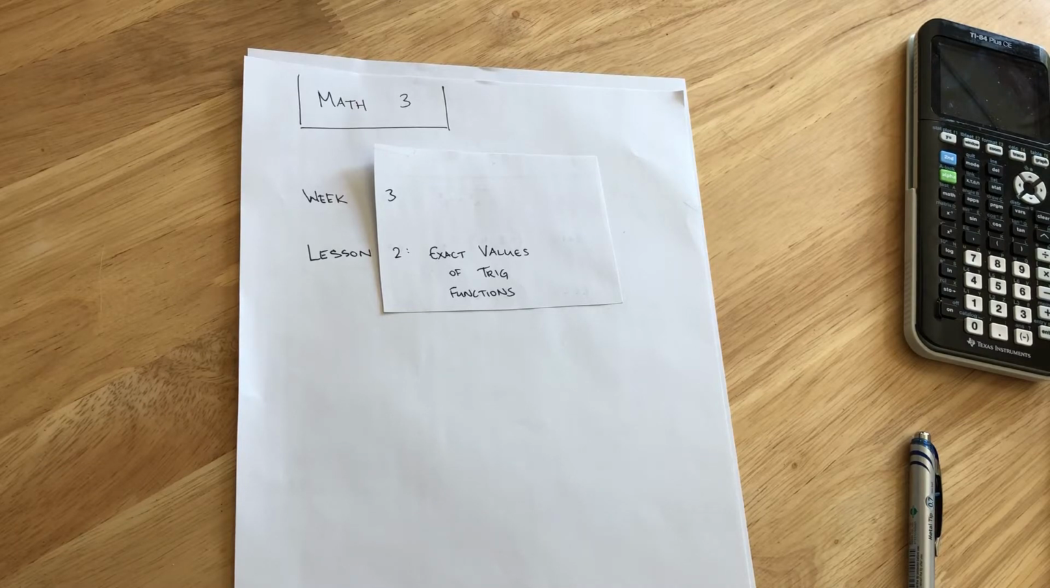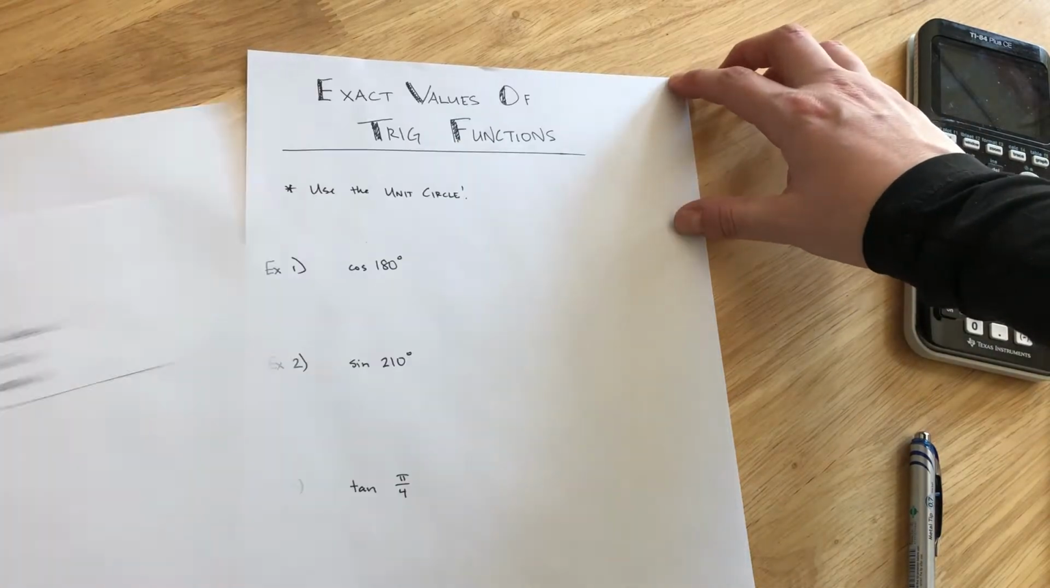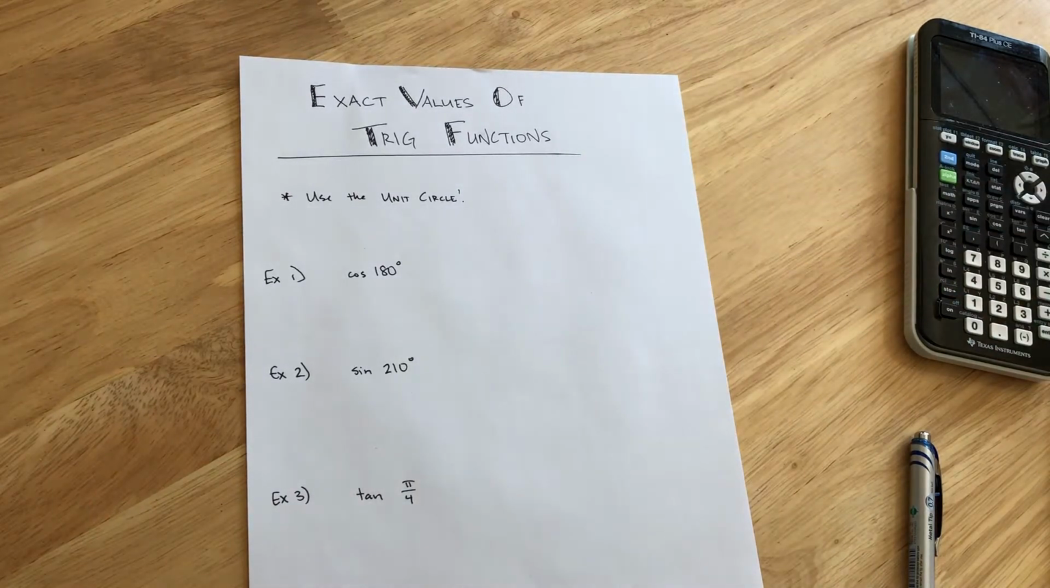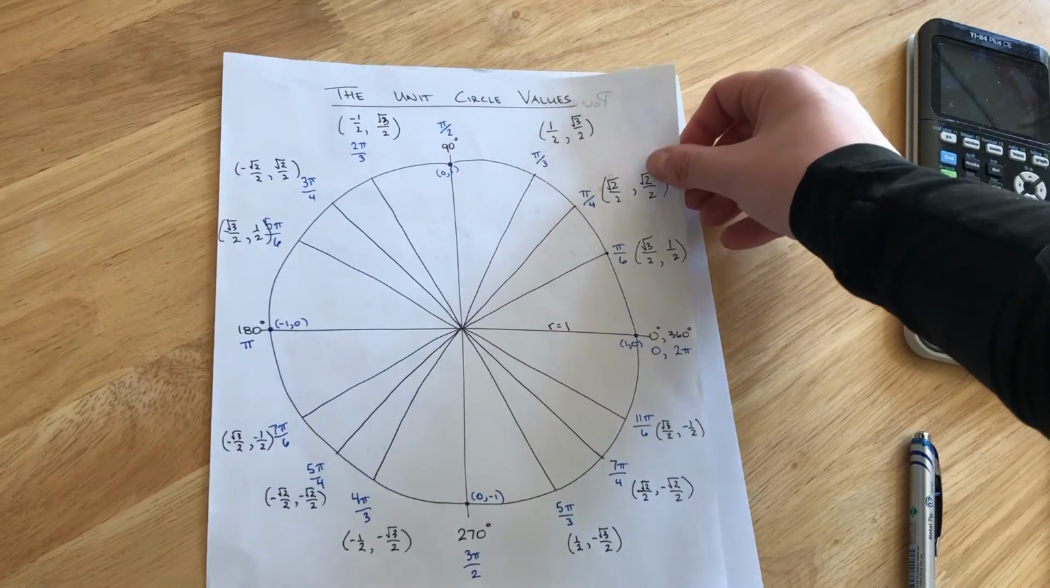This is your Math 3, Week 3, Lesson 2 on exact values of trig functions. One of the things that I definitely want to say is we want to use the unit circle here. I don't expect you to have these memorized, and so if you have not checked out the unit circle video just yet, now is a great time to make sure you have that or to make sure you have your notes. So here's what my unit circle values look like.